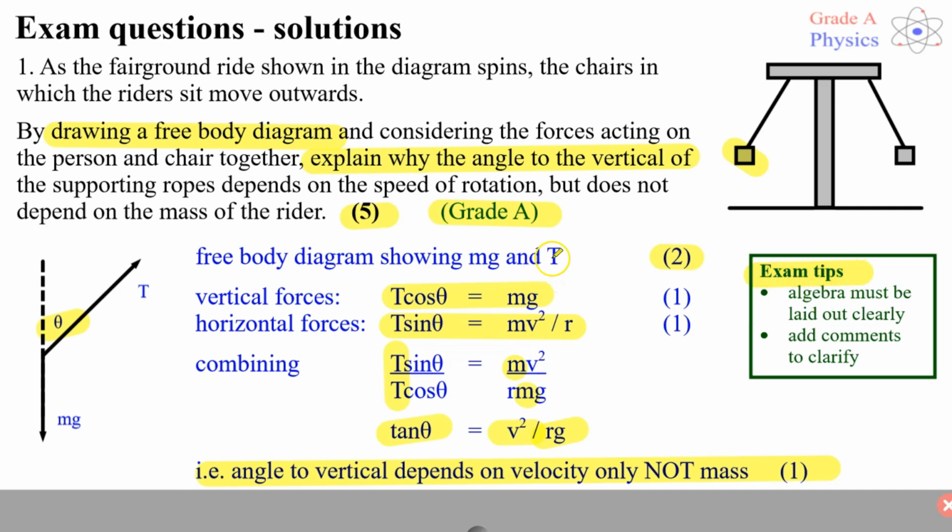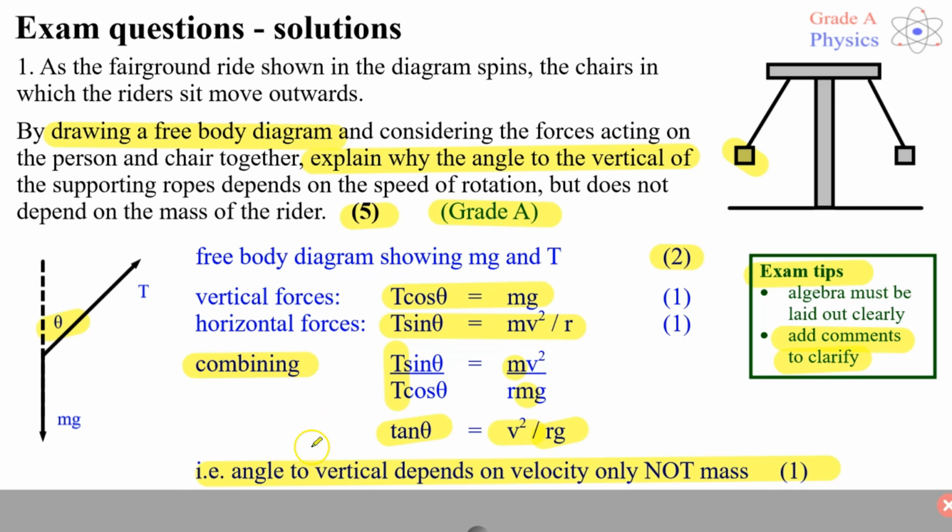So the layout of your algebra must be clear. If this is all scribbled or doesn't progress in a logical way, then the examiner is going to struggle to give you the marks. I would also suggest you add comments to clarify. So you could say vertically, horizontally, and then explain what you're doing.